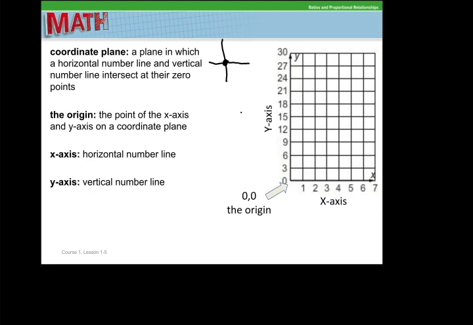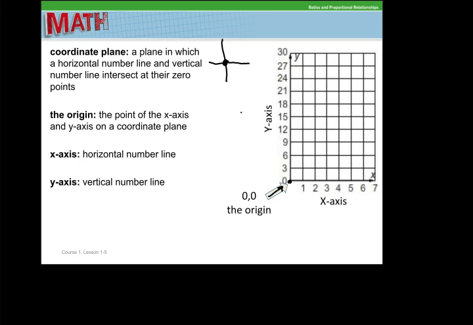All right, so the origin is the point of the x-axis and the y-axis on the coordinate plane. So that is right here where I have my little arrow pointing to the 0, 0. That is the origin. Whenever you are graphing something, you need to always start there.